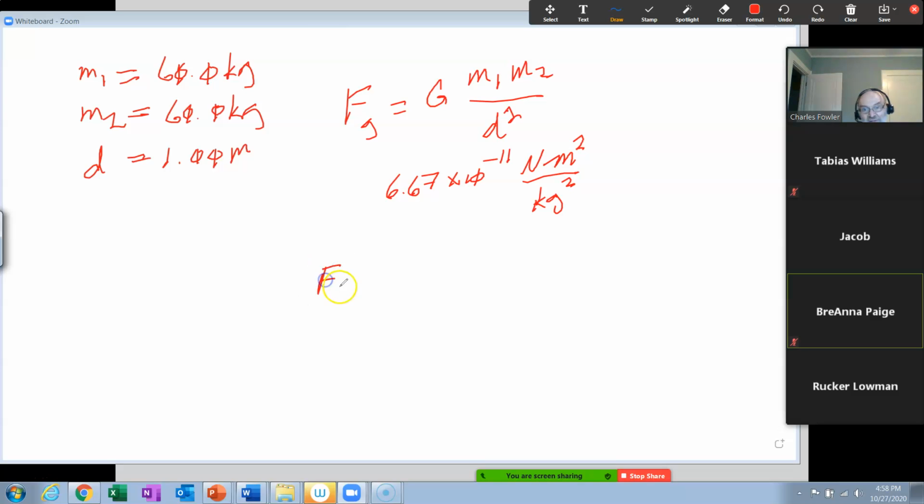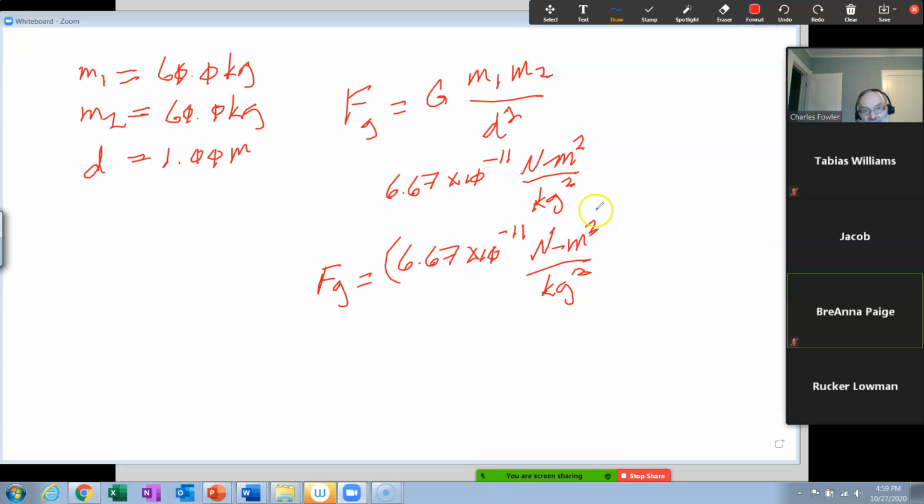F sub g, the force due to gravity, is 6.67 times 10 to the minus 11 newton meter squared per kilogram squared.